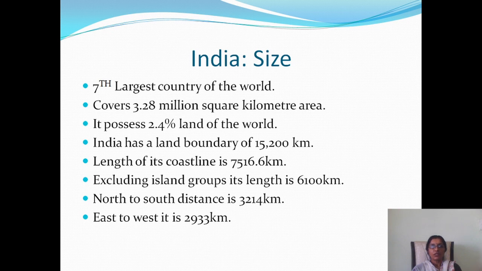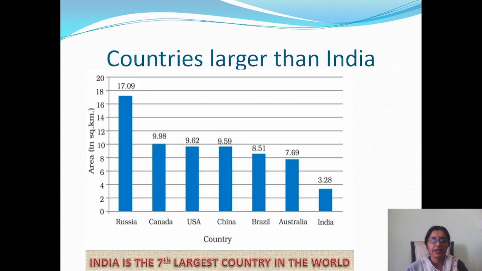Now let's talk about extension in kilometer north to south. If we have to move from Kashmir to Kanyakumari, we have to cover the distance of 3,214 kilometers. If we move from Gujarat to Arunachal Pradesh, then we have to cover distance of 2,933 kilometers. The difference between north to south and east to west in kilometer is about 300 kilometers. Have a look at this slide. Now let's come to next slide.